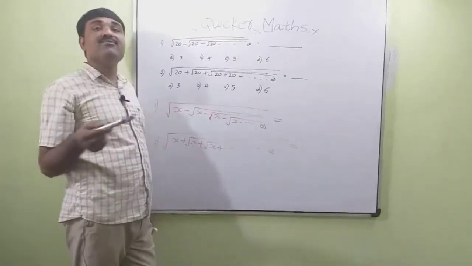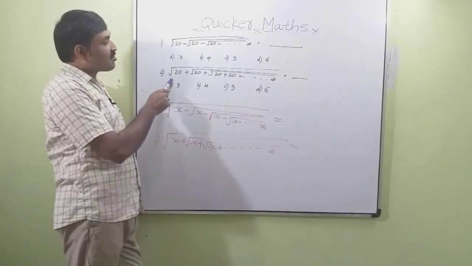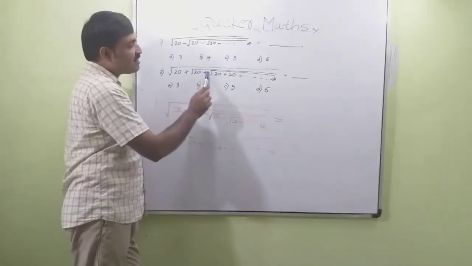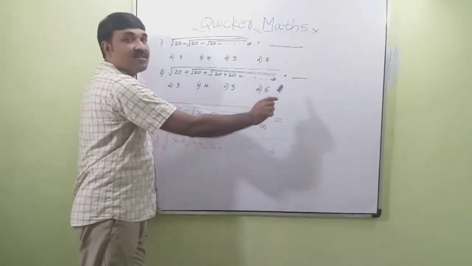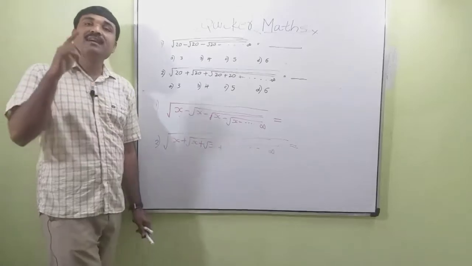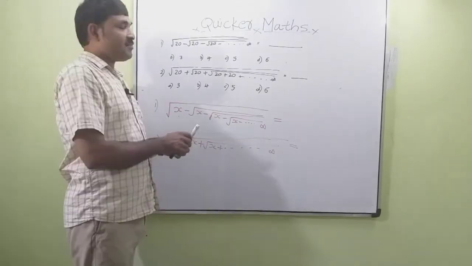This goes to infinity. In this question we have a big square root of 20 plus, inside a square root plus, inside a square root. This sequence goes up to infinity. What is the answer? We want to get the answer within 1 second.